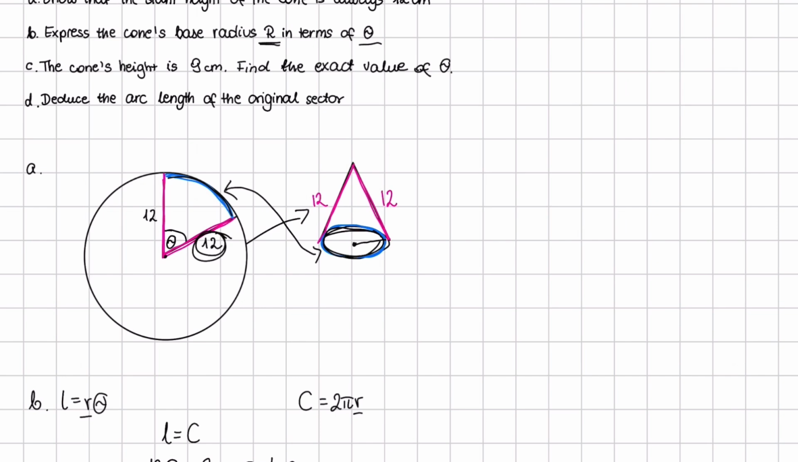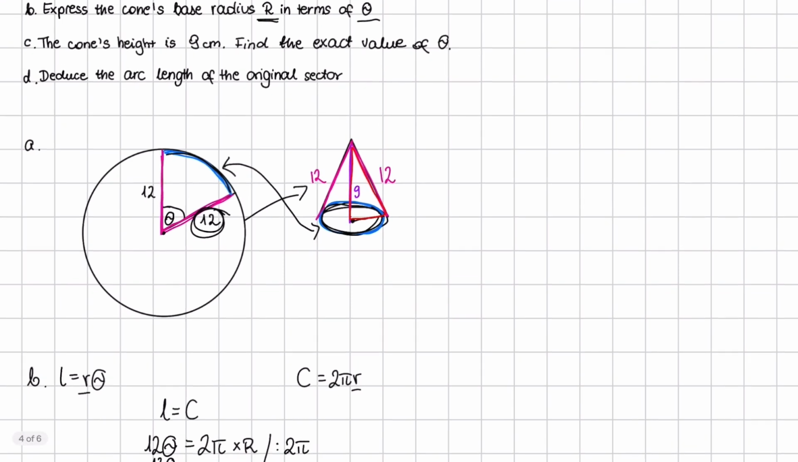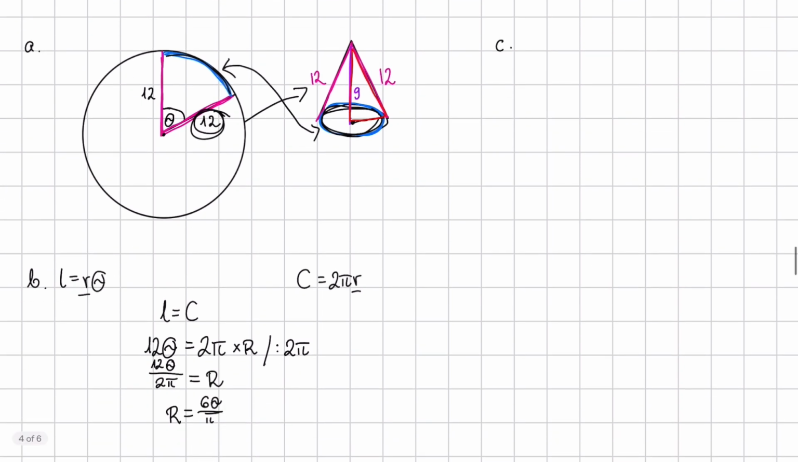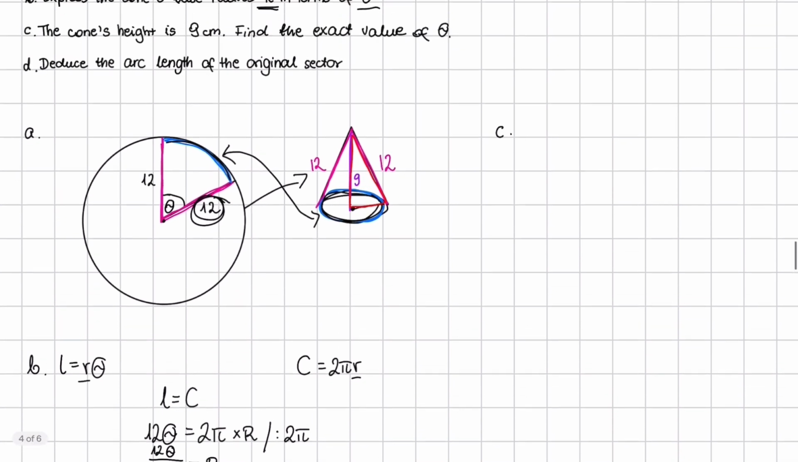C. The cone's height is 9 centimeters. Find the exact value of theta, so of our angle. So we know that the cone's height is 9 centimeters, so this height is 9 centimeters. So we can observe that this is our right-angled triangle, so we can simply find our radius, and then we can substitute this radius into our formula and find the angle.